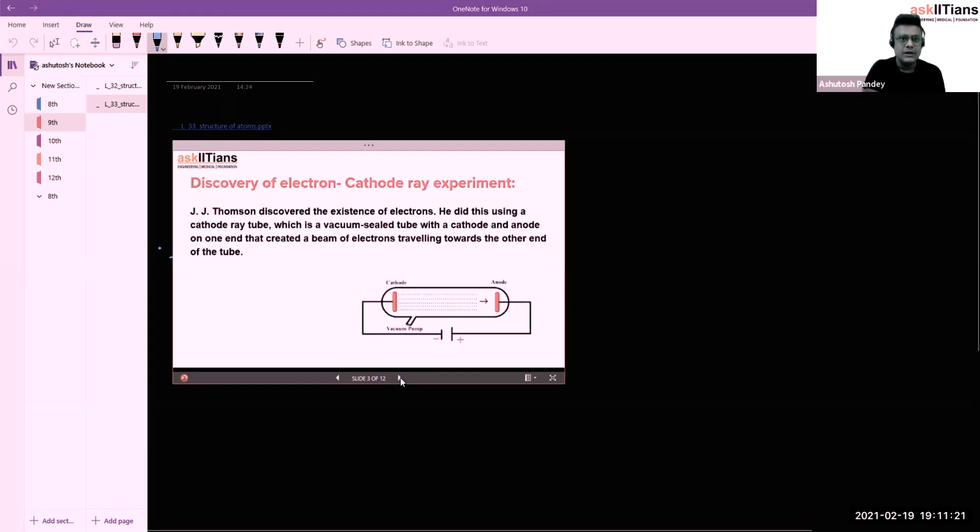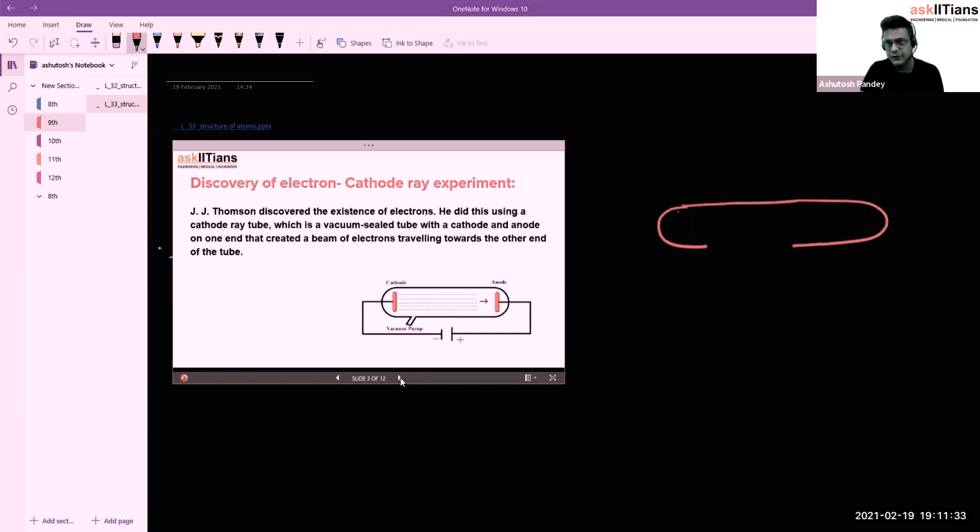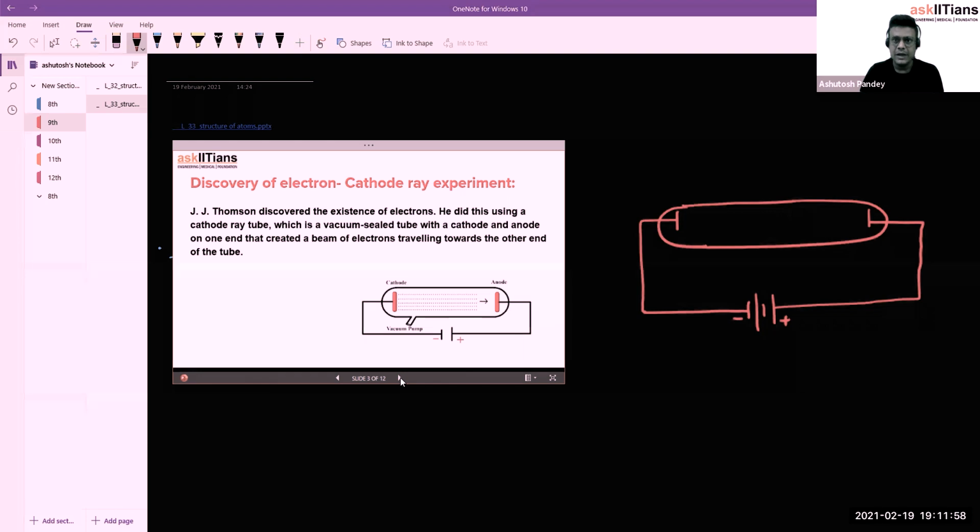So the cathode ray experiment was performed like this. If we draw a cathode ray tube like this, with a connection to a battery, with a positive and a negative, this is a cathode ray tube, and we are going to have very low pressure inside.